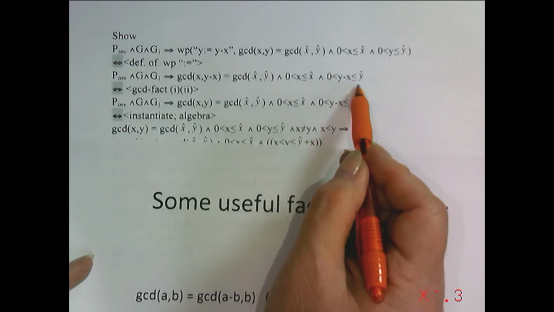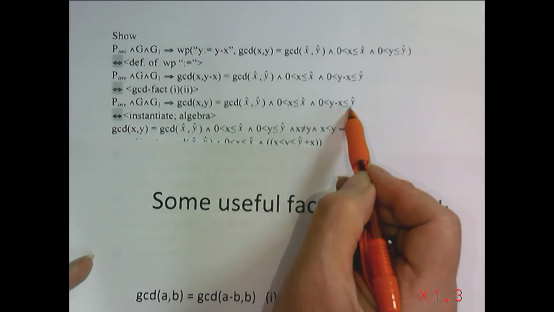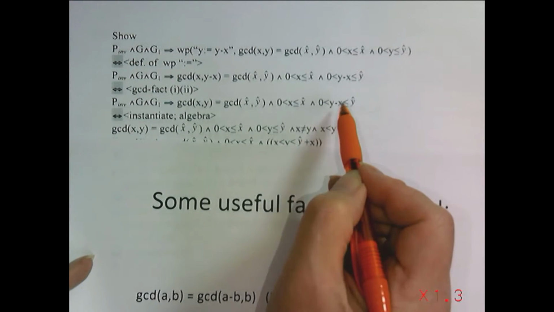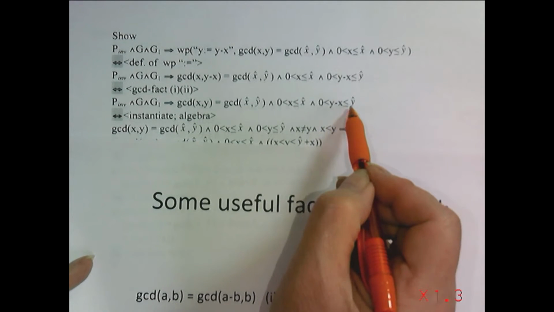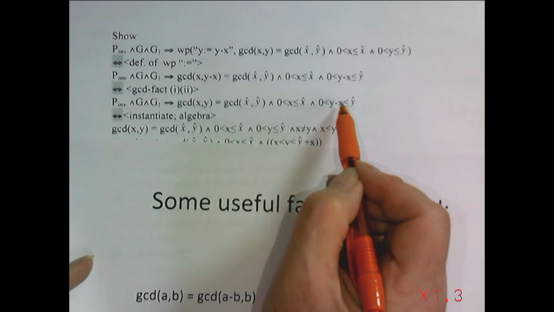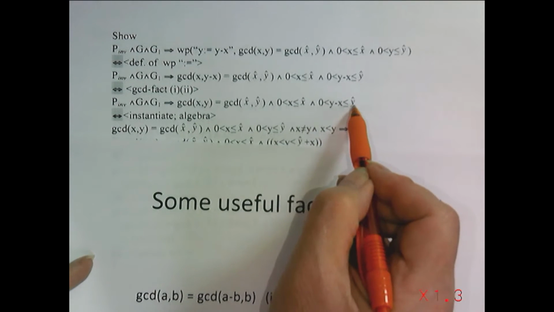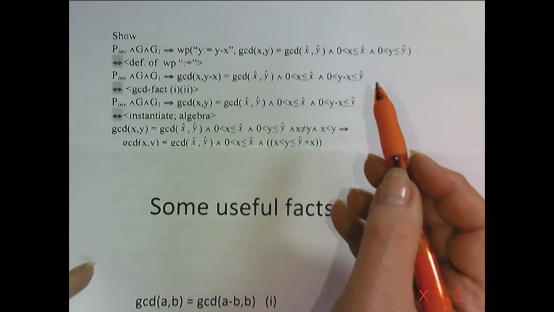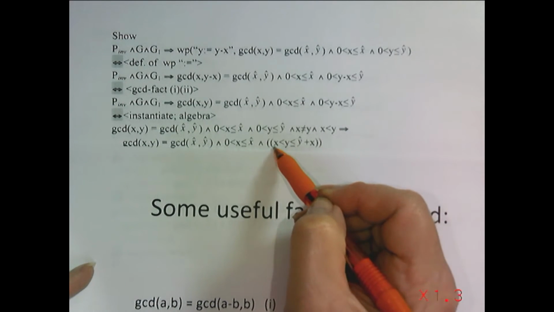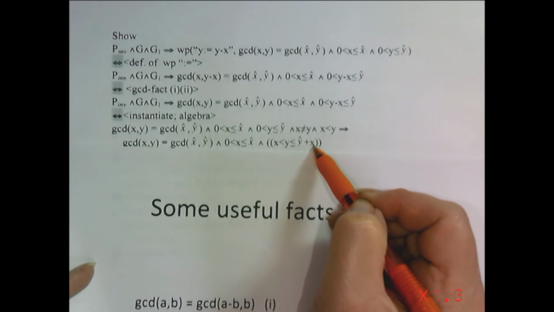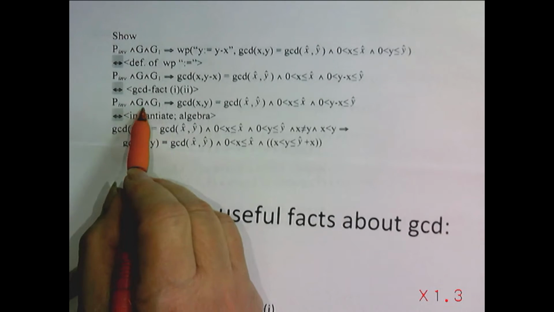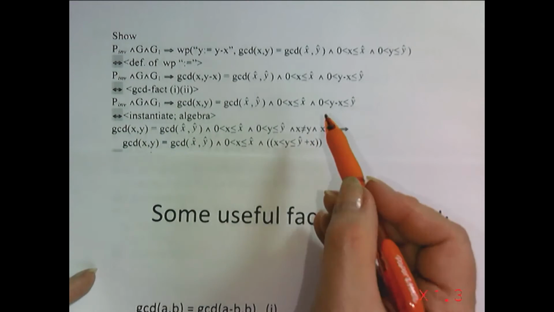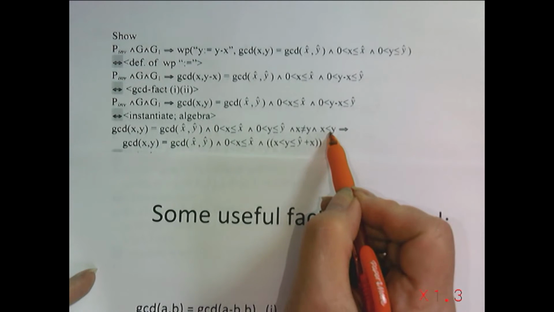I also notice that I can simplify this interval. I have 0 is less than y minus x is less than or equal to y hat. I could add x to the inequality, and I find I could write that as y is between x and y hat plus x. Now, if I instantiate the invariant and the guards, I find that the guards actually simplify.